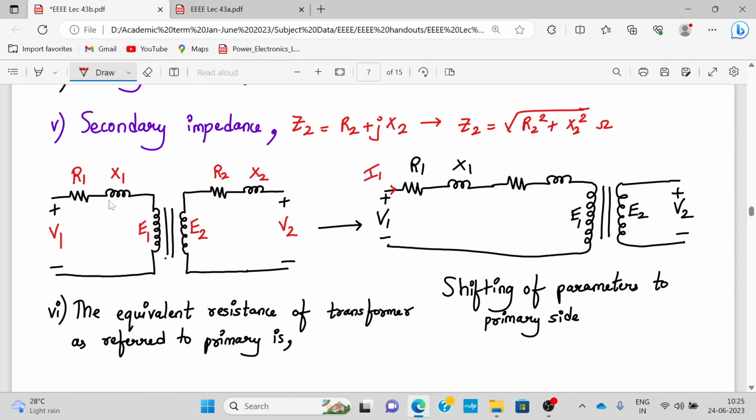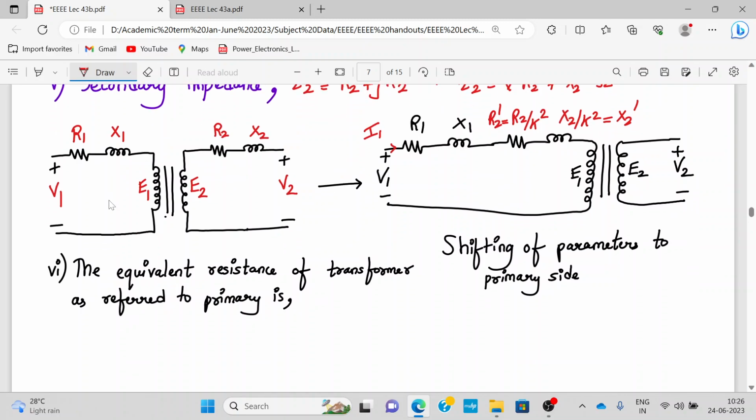Whenever a secondary parameter has been transferred to the primary, it is divided by k square. So this will be R2 divided by k square, and this will be X2 divided by k square. R2 divided by k square is called R2 dash, and X2 divided by k square is called X2 dash. Now the equivalent resistance of the transformer as referred to the primary will be R1 plus R2 dash, right? So I can write it as RO1. Basically it will be R1 plus R2 dash.